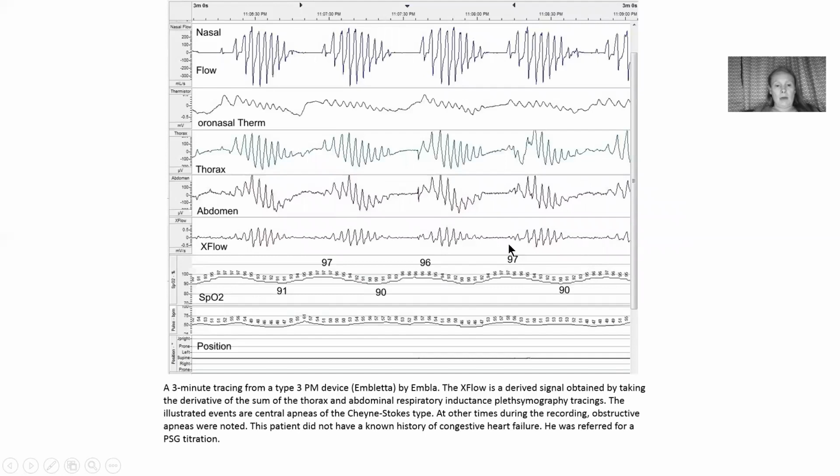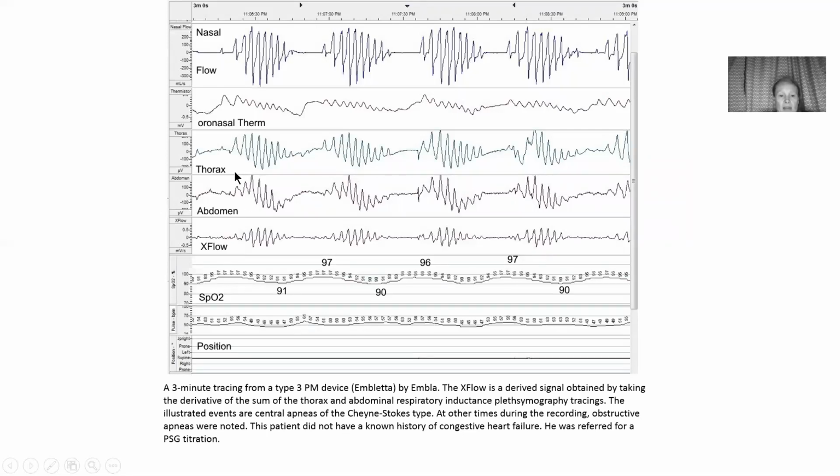Here's an example of a level 3 portable monitoring device. This is actually Embletta by Embla. And one thing that this has is, here's your nasal flow, here's your thermistor, here's your thorax, here's your abdomen belt, and then they have this X-flow. X-flow is a signal obtained by taking a sum of the thorax and abdominal respiratory inductance plethysmography tracing. So it takes a sum of these two.